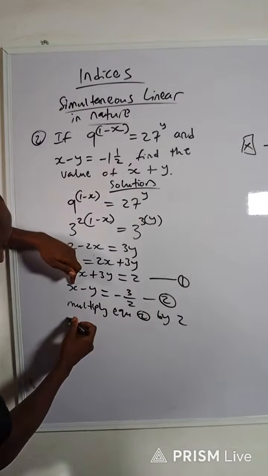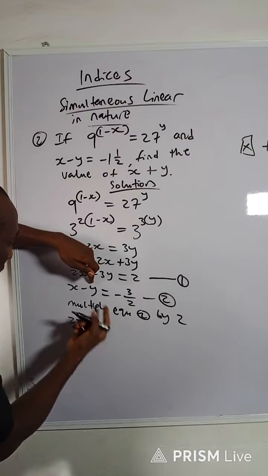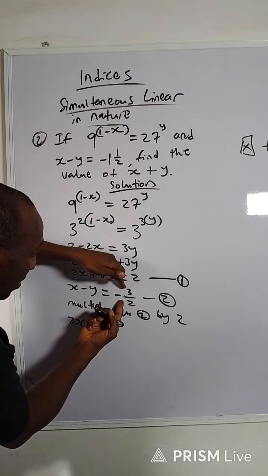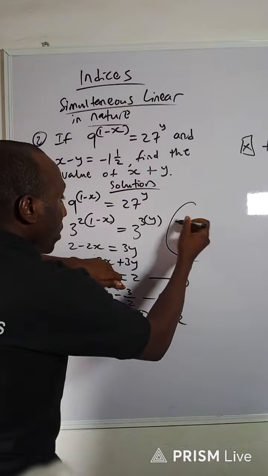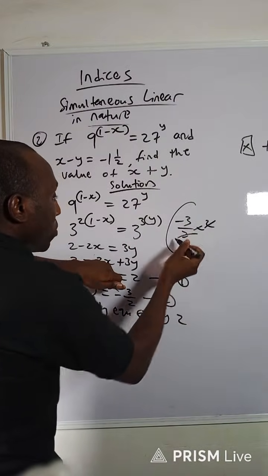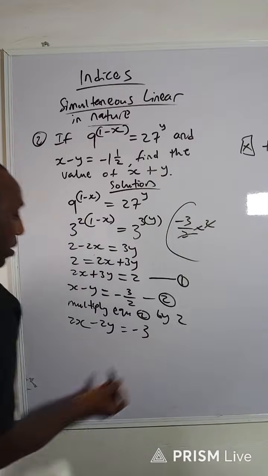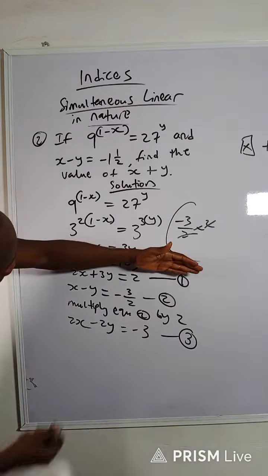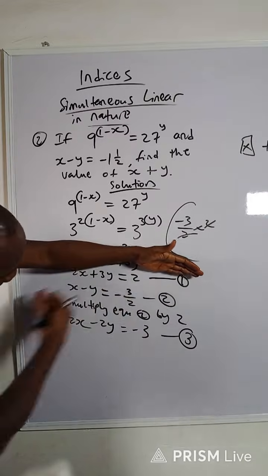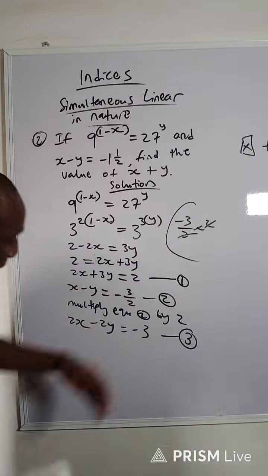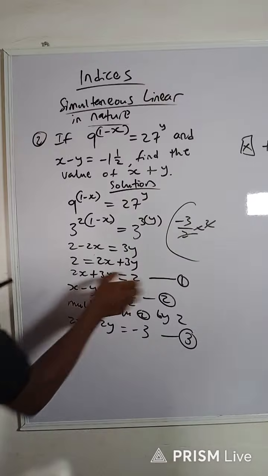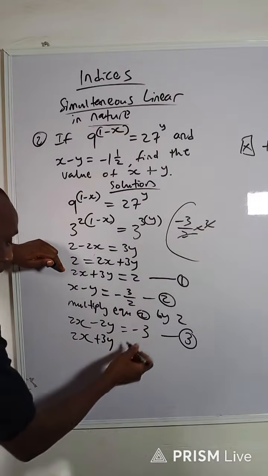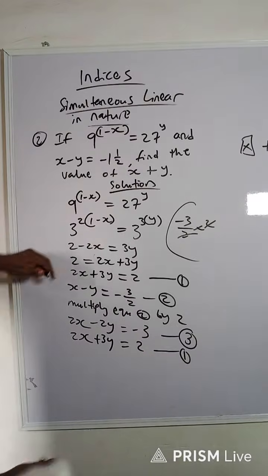So 2 times x is 2x. 2 times negative y is negative 2y. All right. And then 2 times negative 3 over 2. Let me just do it here. Negative 3 over 2 times 2. 2 cancels 2, you have negative 3. You see that? We can call this equation 3 if we like. So we're now going to deal with equation 1 and equation 3. Let me bring this equation 1 down here. You have 2x plus 3y is equal to 2. This is equation 1, by the way.